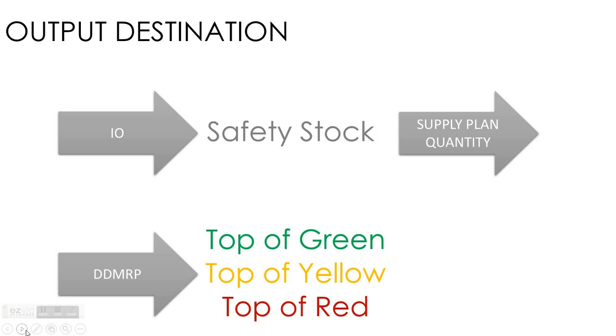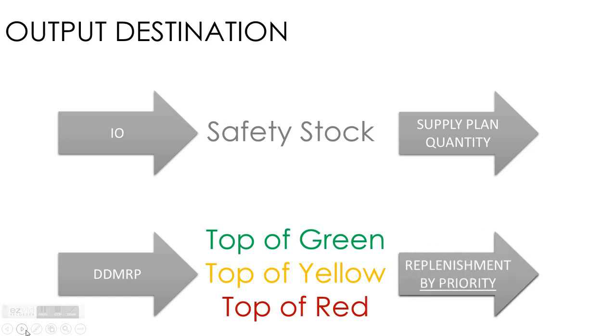And if the safety stock value changes, then you might have a delta of that change as a new requirement in the future. With DDMRP, you're going to have a replenishment requirement when and if a sales order comes through to drop you out of that green zone. And the priority will not be based on due date, but by priority, or how far you're into the yellow or red zone.